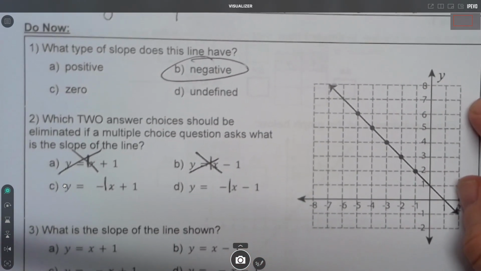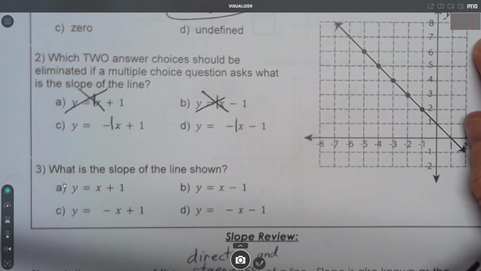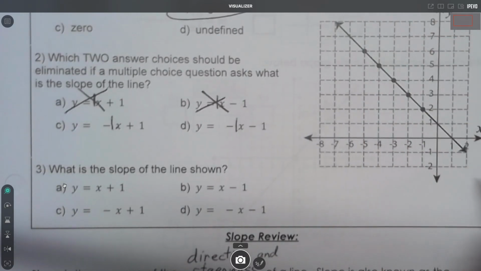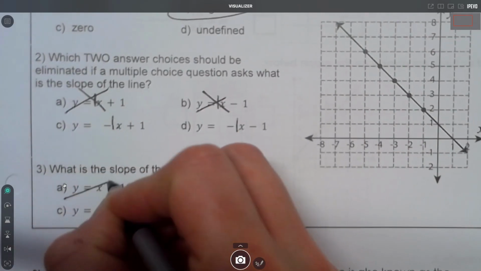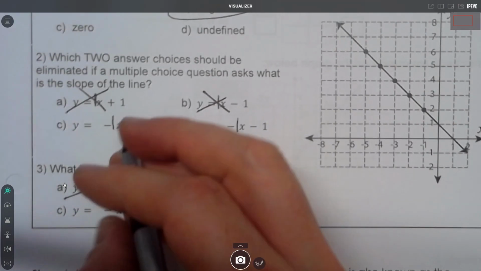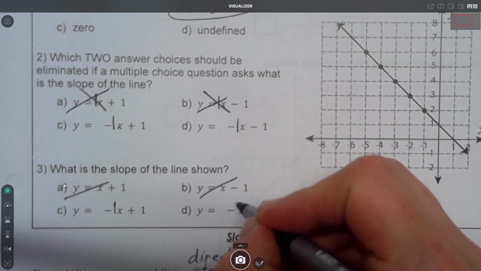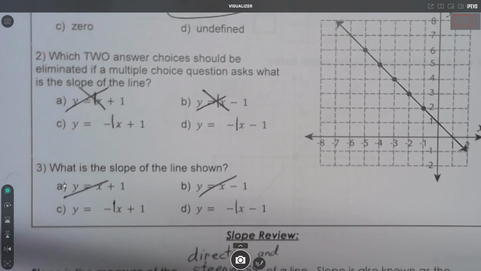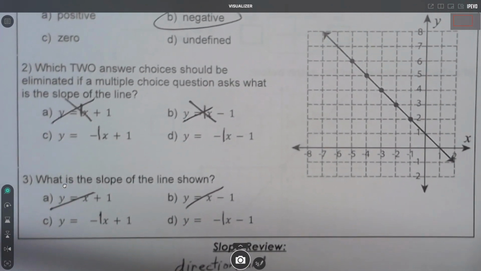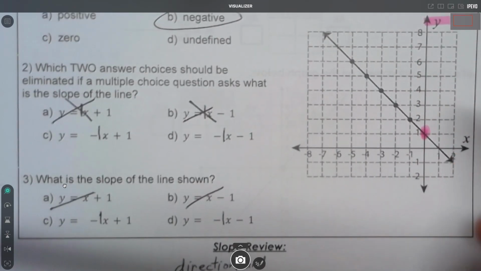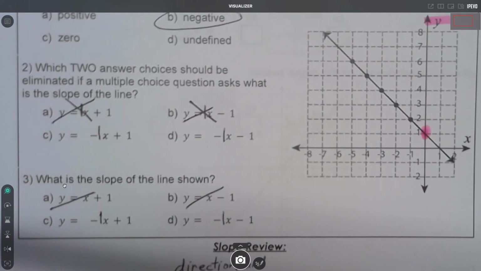So what is the slope of the line shown? This is the actual state question. Well, if I know that it has a negative slope, then I'm going to cross out answer choices A and B, leaving me with option C and option D as possibilities. They both have the same slope, so I'm going to look at the y-intercept of the line. The y-intercept is where the line touches the y-axis. I go down the y-axis until I touch the graph at positive 1.